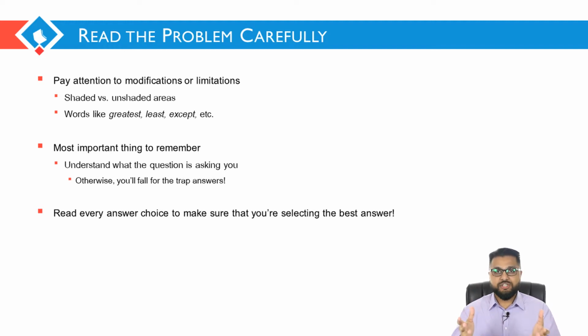Then you can go about strategically figuring out, okay, where do I find my solution? How do I find my solution? But you can't do any of that unless you know what the question is asking you. If you can't figure out what the question is asking you, you're probably going to fall for the trap answer. So write down exactly what the question is asking.